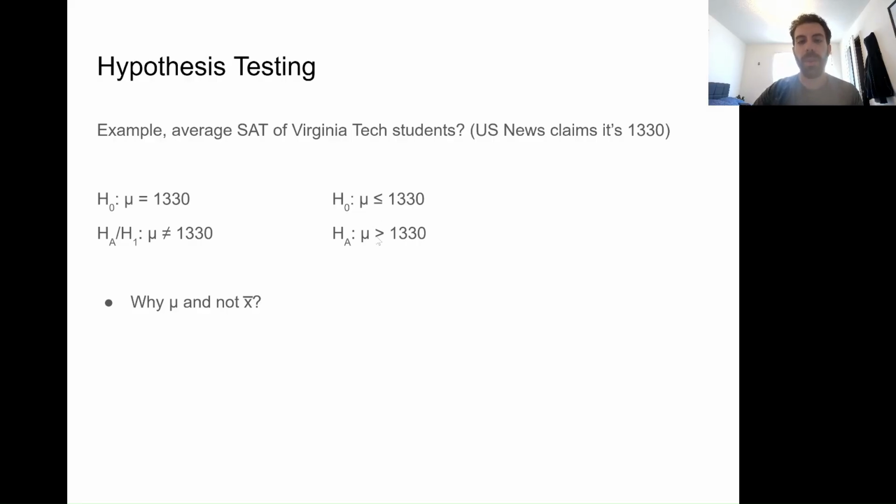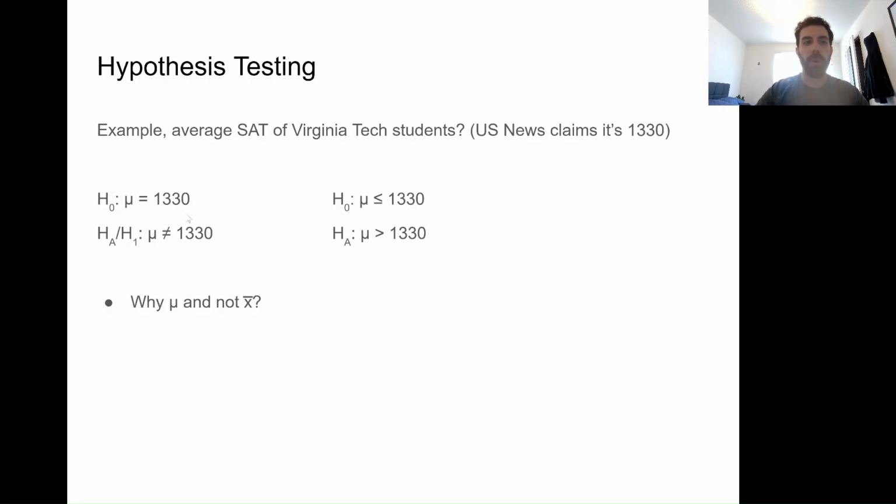Sometimes you'll see these pair of hypotheses written with an equal sign for the null and a greater sign for the alternative. Even when it's written that way, even when you have mu equals 1330 as your null and mu greater than 1330 as your alternative, it is implied that anything less than 1330 is part of the null. So I think it makes more sense to be explicit and write it in this format.